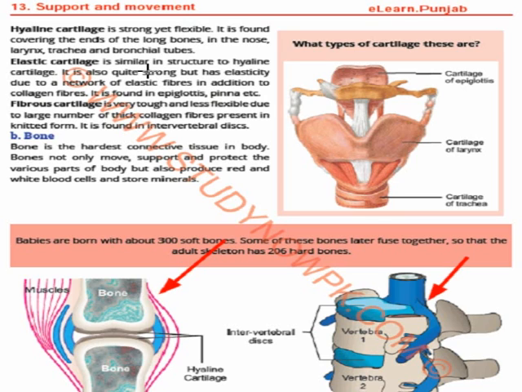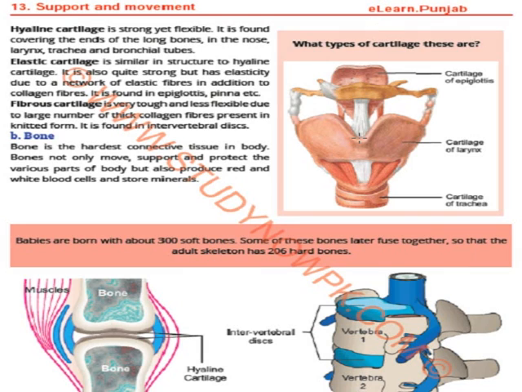Elastic cartilage is similar in structure to hyaline cartilage. It is quite strong, but again in elastic cartilage there is elasticity. Hyaline cartilage is strong, but it is flexible to some extent. The elastic cartilage is elastic because it contains elastic fibers and collagen fibers. Fibrous cartilage is very tough and less flexible due to a large number of thick collagen fibers present in knitted form. It is found in intervertebral discs.